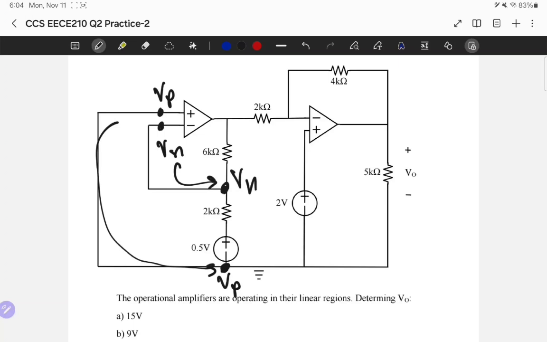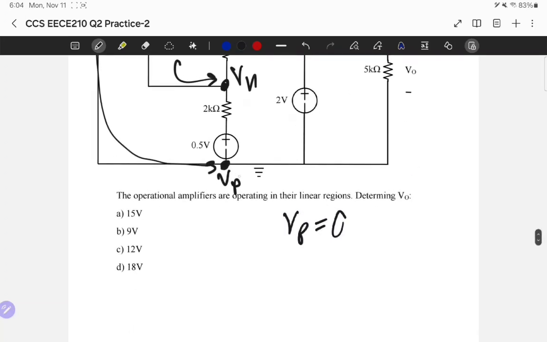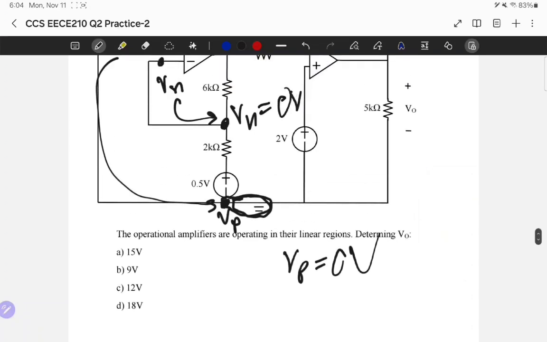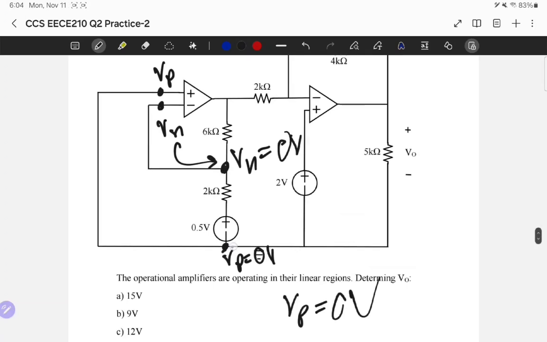Now, this is easy. VP is equal to 0 because it's directly equal to the ground. These nodes are the same, so VP and ground are the same. VP is 0. So I'm gonna transfer this to VN. VP equal to 0 and VN is also equal to 0. Now, this right here, VP is equal to 0, but notice something interesting. If the difference from here to here is 0, it's like this source and the 2k ohm resistor did nothing. This branch in here did nothing. Like, the voltage I got from the 0.5 volt is immediately cancelled by the 2k ohm resistor.